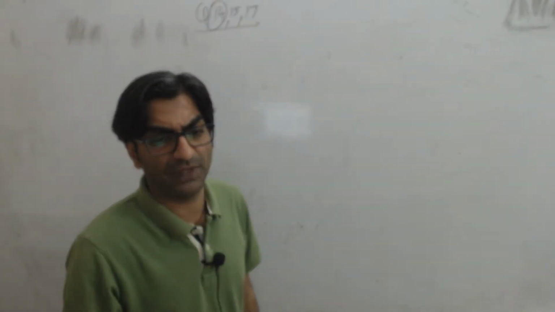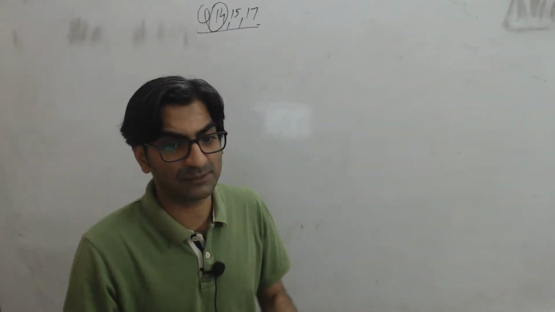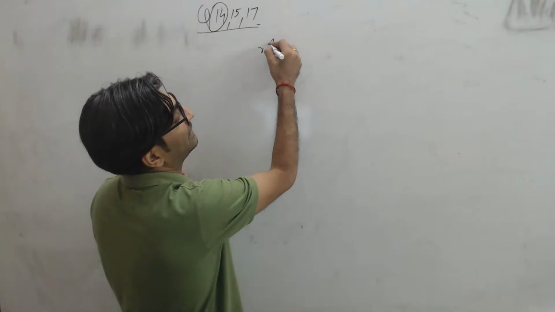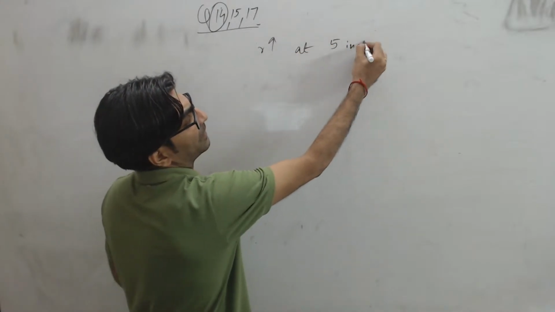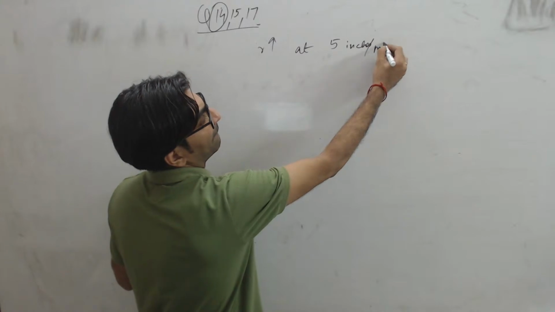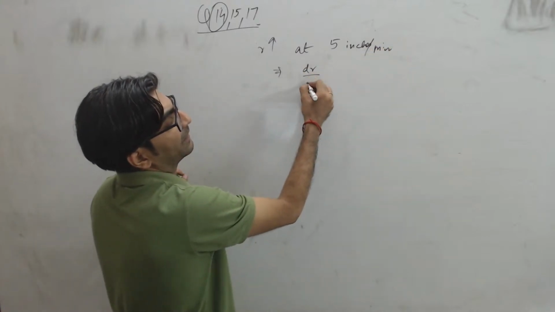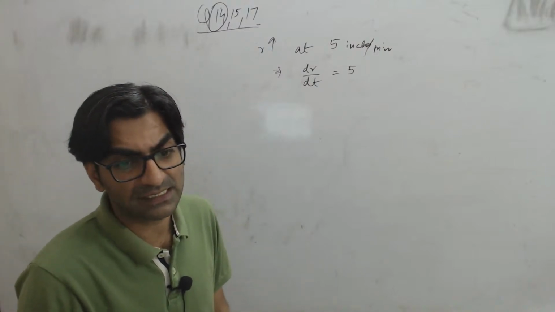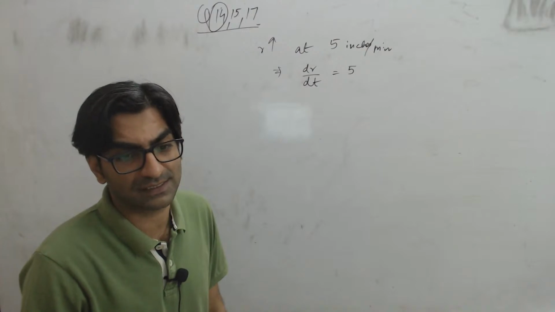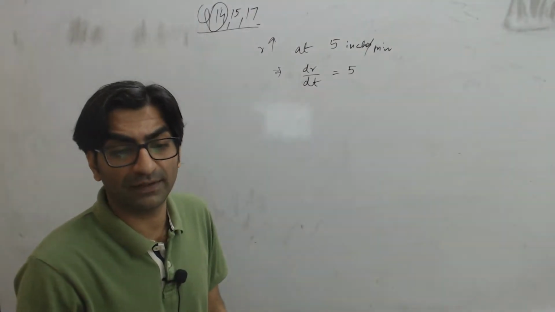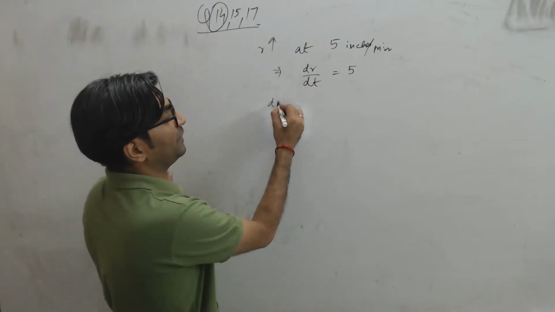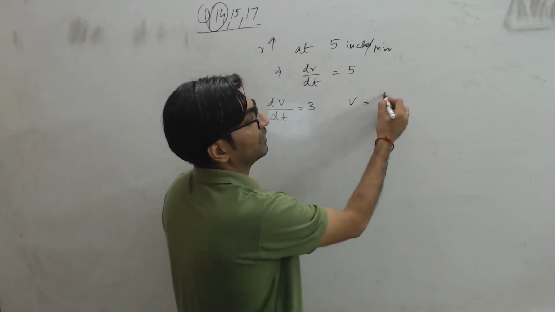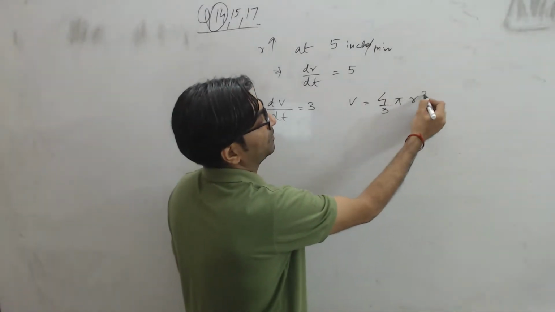Next up is question number 15 that says a spherical balloon is expanding such that its radius increases at the rate of 5 inches per minute. Radius increases at 5 inches per minute, which means dr by dt is 5. Right? And the question says, then the rate at which the volume increases at a point where the radius is 10 will be what? So you want dV by dt, but what is V? What is the volume of a spherical balloon? Volume is 4 by 3 pi r cube.